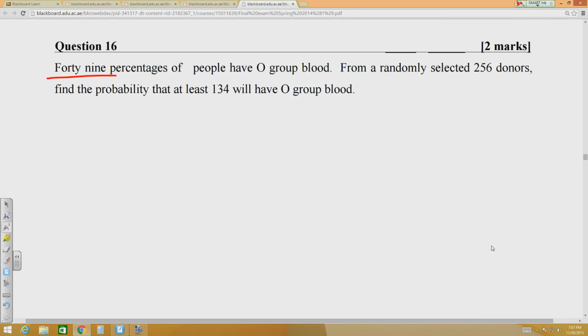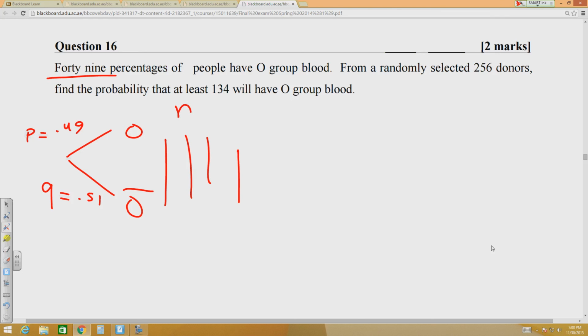Whenever you have this kind of percentage, it's dividing the population into two halves: people who have it, people who don't have it. So it's like success and fail. Success is having blood type O. Fail is not having blood type O. So when you select a person, what is the chance he has blood type O? It is 0.49, and that's actually P. And the probability he doesn't have this type is actually Q, which is 0.51. And you keep selecting again and again. That's how many selections you have, N. In our case, N is 256, which is a very large number.